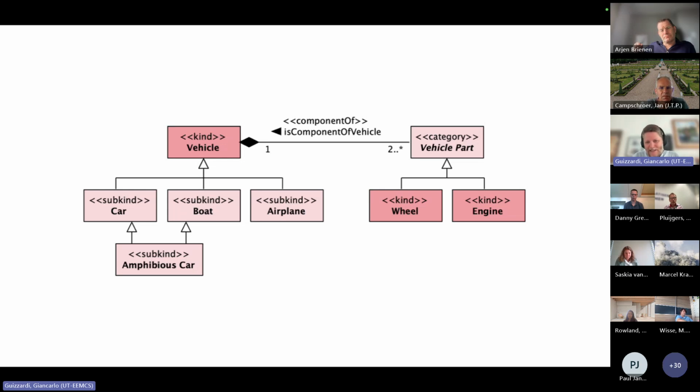And so take this model, for example. Here we have a vehicle. It's composed of vehicle parts, which can be wheels or engines, and vehicles can be cars or boats or airplanes. And we have here an amphibious car that is both a car and a boat, right? So this model doesn't break any of these ontological rules. So from a verification point of view, it's completely fine.